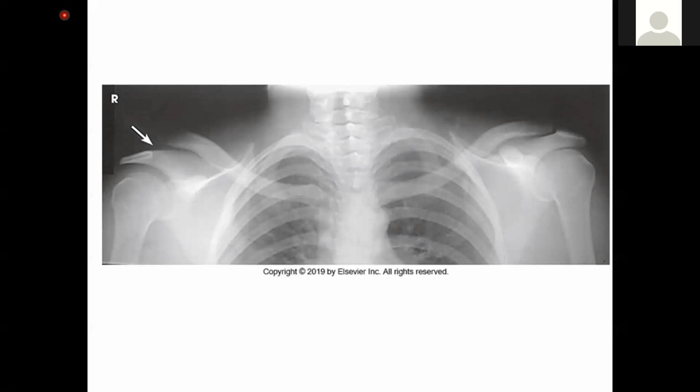Another AC joint projection. Collimation is pretty bad on this one, but you can see the pathology. This looks like a grade 3 separation. A little bit of rotation visible here. And you can't tell if this was done with or without weights.